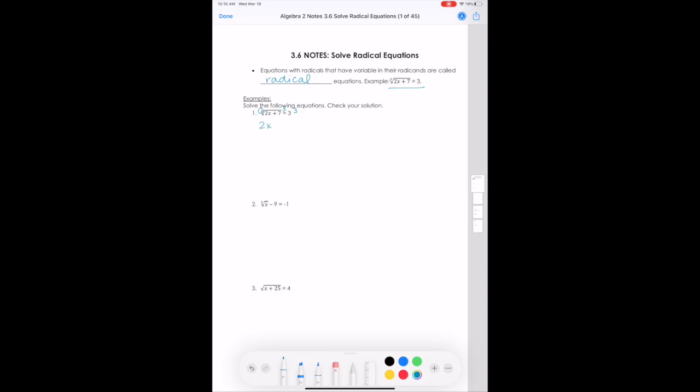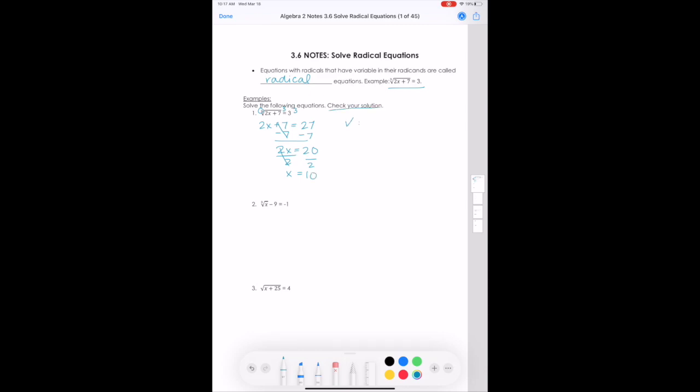Because it is a cube root, we have to cube both sides. That gives us 2x plus 27. Subtract 7. 2x equals 20. And then divide by 2 to get x equals 10. Then to check our solutions, we're used to this.